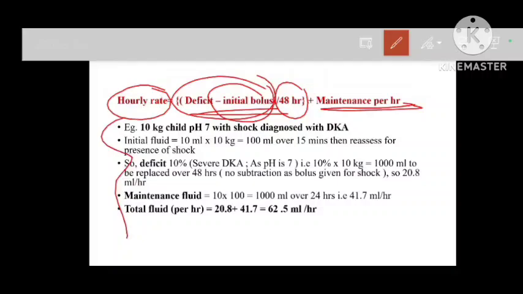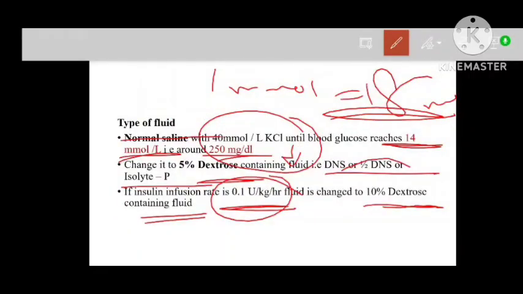Here is an easy example. A 10 kg child has pH 7 with shock, diagnosed with DKA. So, pH is 7, so it is a case of severe DKA, as the pH is less than 7.1. Now, the initial bolus is 10 ml into 10 kg equals 100 ml over 15 minutes as the patient was in shock. If we use insulin at 0.1 unit per kg per hour, we can change the fluid to a 10% dextrose containing fluid.